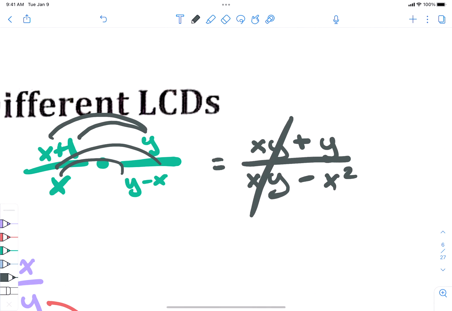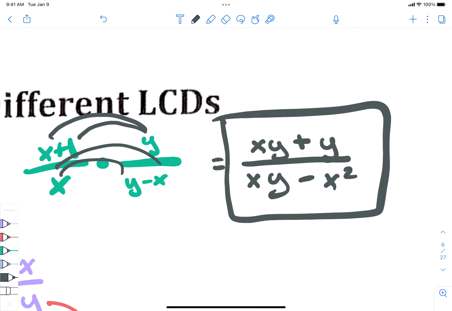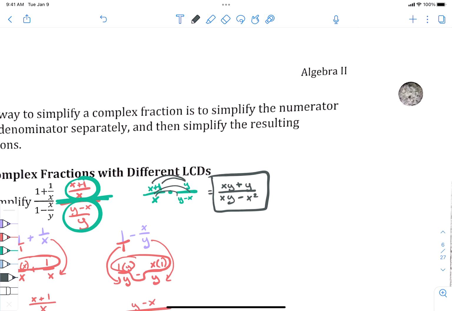Can these cancel? No. That's very tempting, though. That's it. Okay, that was a really hard one. That had division and combining like terms and all that stuff together. I will not give you ones like that, but that just kind of tested how well we can do with these.